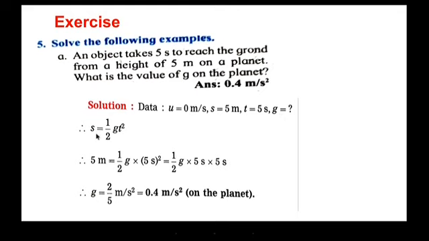So we have the formula S is equal to half into g t square. We substitute the values. S is 5 is equal to half into g into t is 5, so 5 square. So on solving we get g is equal to 2 upon 5 meter per second square, that is equal to 0.4 meter per second square. So the value of g on the planet is 0.4 meter per second square.